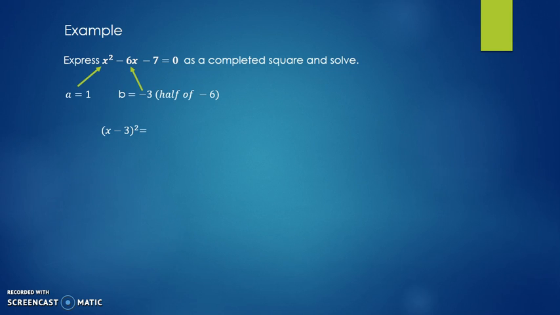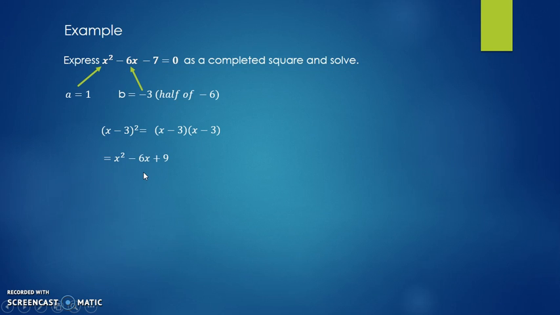Now we know from our other work that x minus 3 squared means x minus 3 multiplied by x minus 3. And then we do the usual, multiply out the brackets. x times x is x squared. x times minus 3 is minus 3x. Minus 3 times x is minus 3x. And minus 3 times minus 3 is plus 9. So when we put our two minus 3x's together, it makes minus 6x.